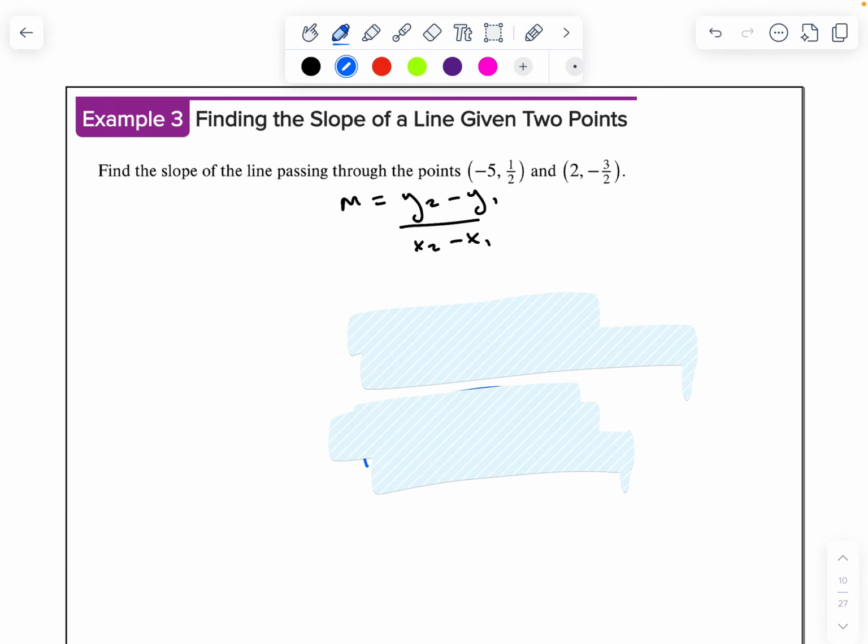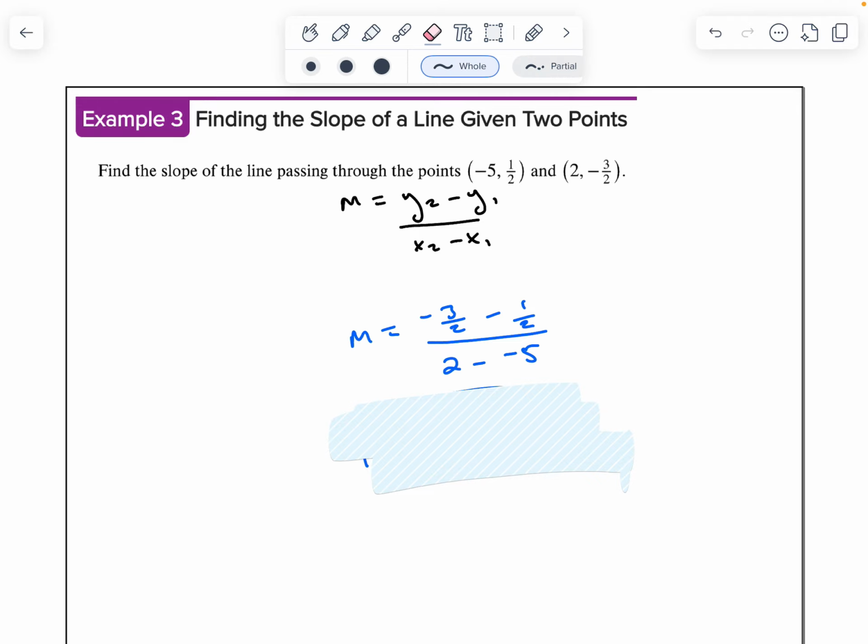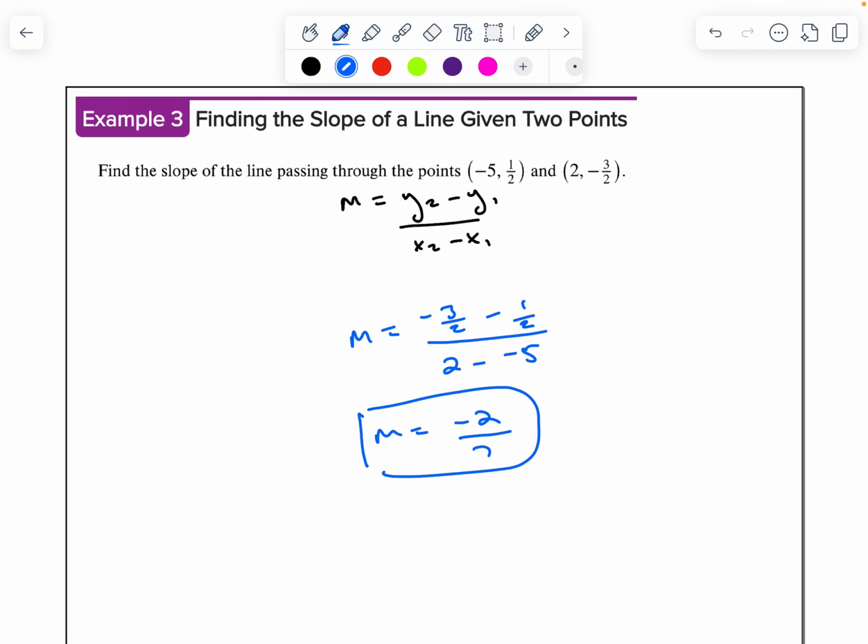This one, even though it has fractions, we're still going to work it the same exact way. We're going to put our y2 minus y1 over x2 minus x1. This is what that looks like. On the top, when I subtract negative 3/2 minus 1/2, I actually get a whole number, negative 2 over 7. This is the first we've had where we actually get a negative slope as our answer, and that's perfectly fine. Negative slope is a valid answer.